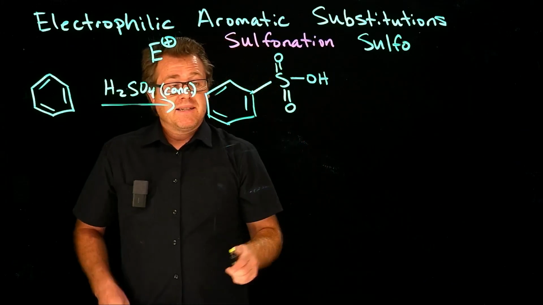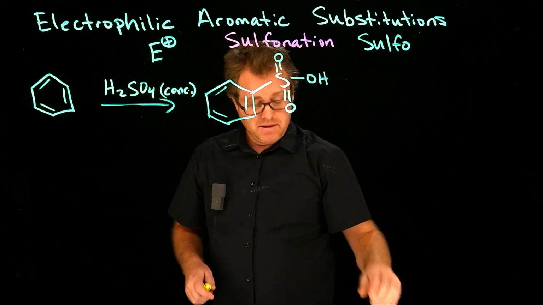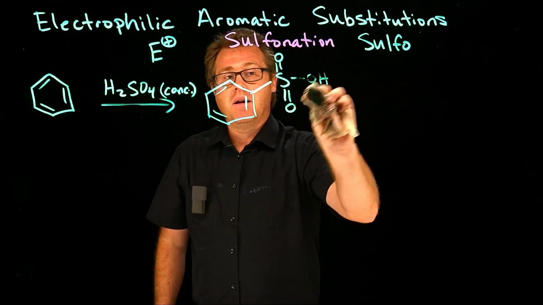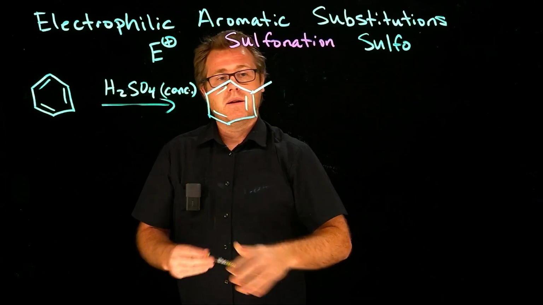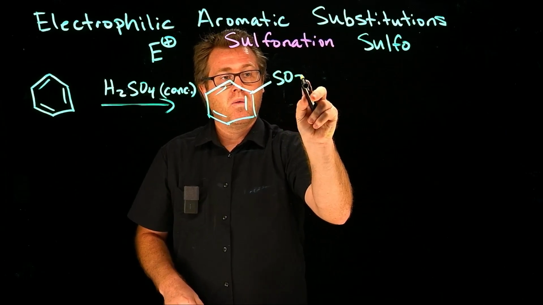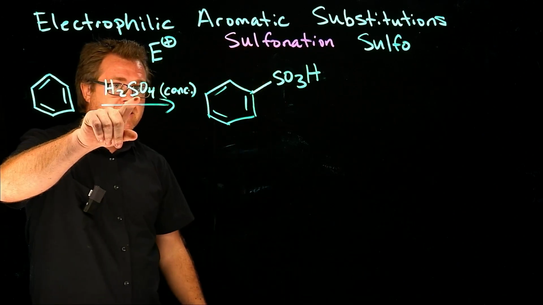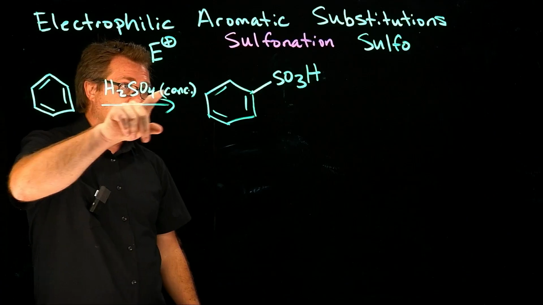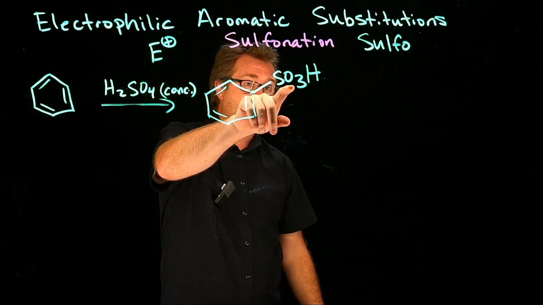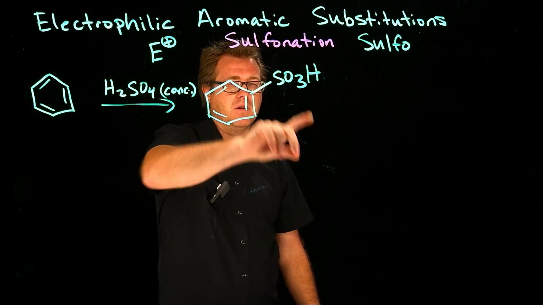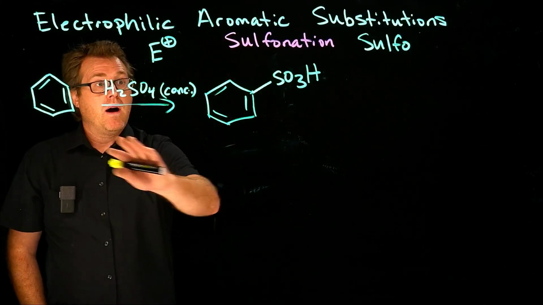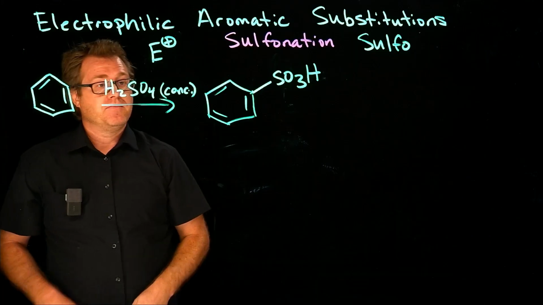But you may see it not like this. You may see it like this: SO3H. Pay close attention. Sulfuric acid has 4 oxygens. The sulfo group only has 3 oxygens. Right?